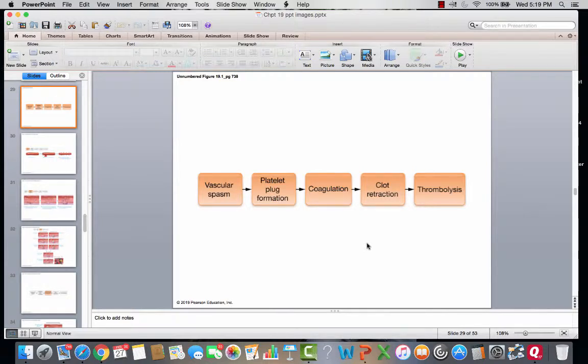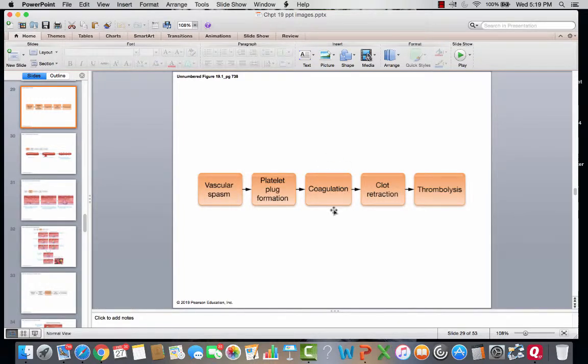Next thing you talk about in your book is something called hemostasis, and that's the fancy science name for blood clotting. This little chain of events is the basis of the discussion. Starting on page 738, we're going to talk about the steps involved in blood clotting. The first thing we see is vascular spasm. Then we see the formation of a plug, a platelet plug.